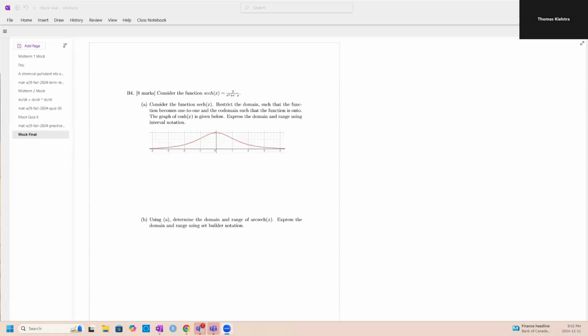Now we go to B4. Now B4 is a question that is very similar to a question that showed up on our first midterm. We have a function, in this case, sech of x, which is our hyperbolic secant function.